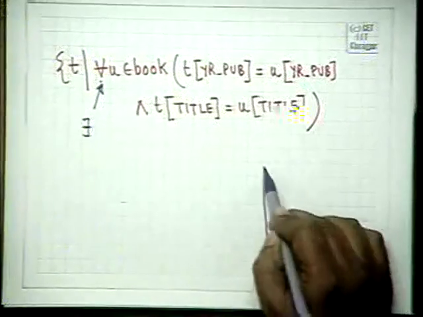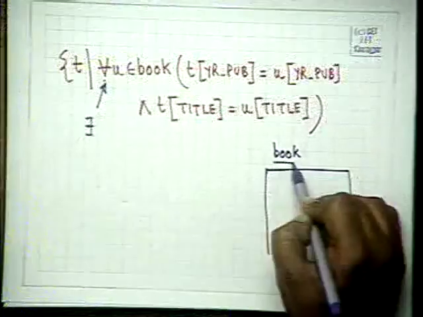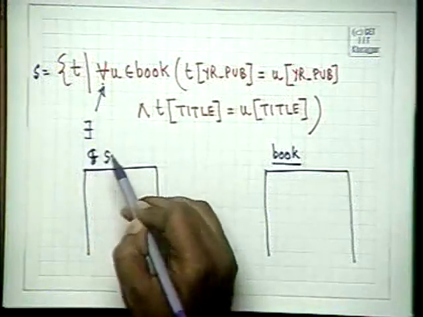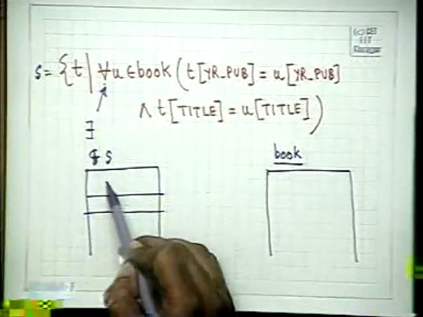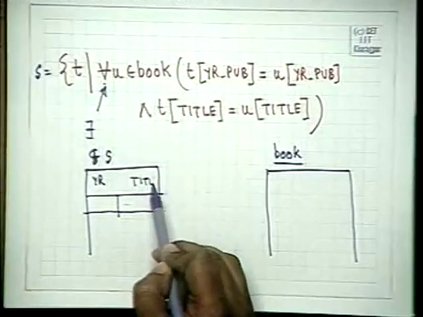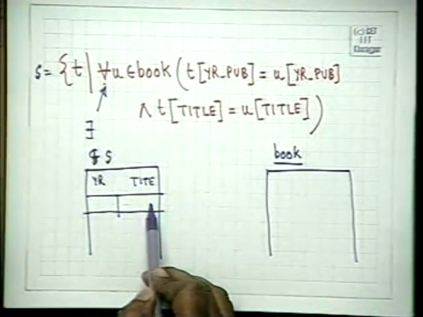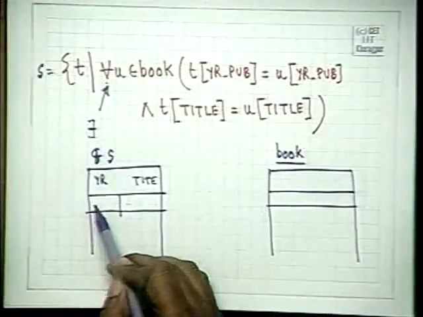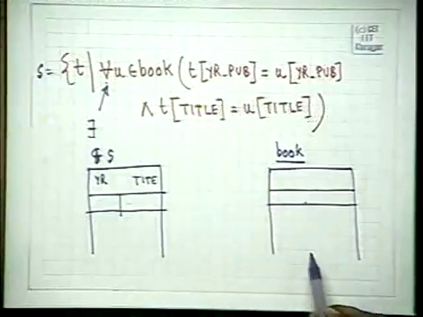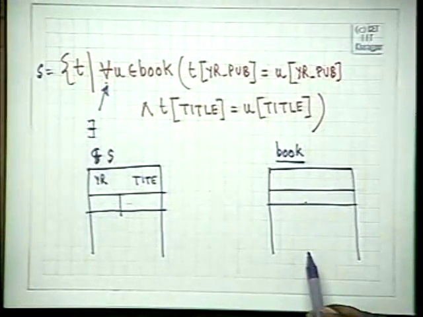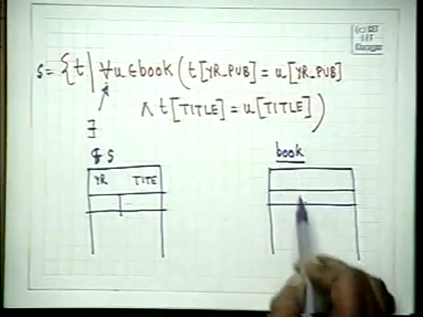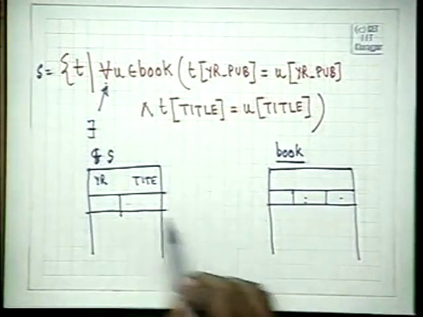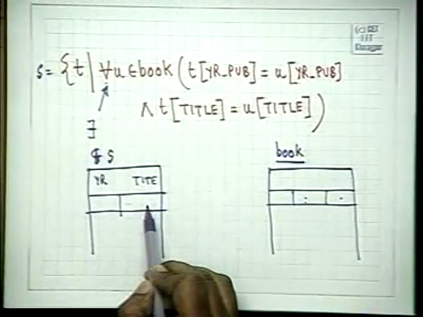Whereas this means that this is book and this is the relation S. It means that this will have two attributes, year of publication and title. Now, for each tuple, I must have it such that every tuple in book must satisfy the year of publication must be same as this and the title must be same as this, which actually means that all the books can have only elements whose year of publication and title must be same as this tuple. This is what it means.